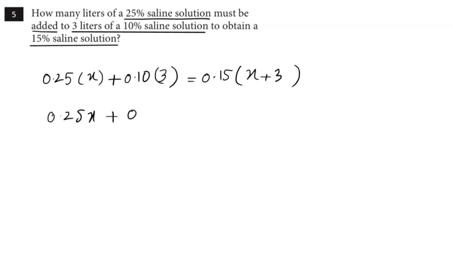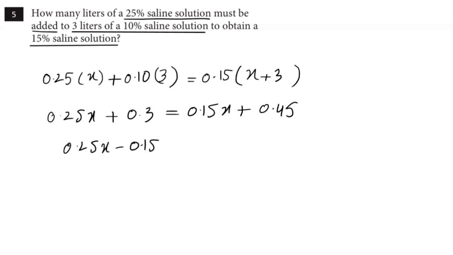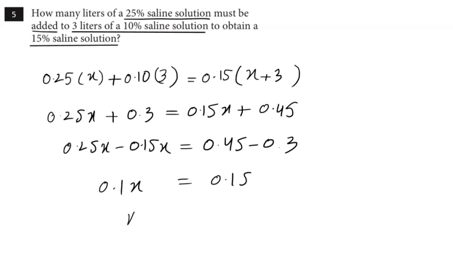0.25x plus 0.3 equals 0.15x plus 0.45. So I'm going to subtract 0.15x on both sides and 0.3 on both sides. So this is going to be 0.15 and this is 0.1x. So x is going to be 0.15 divided by 0.1, which is 15 liters. That is the correct answer.